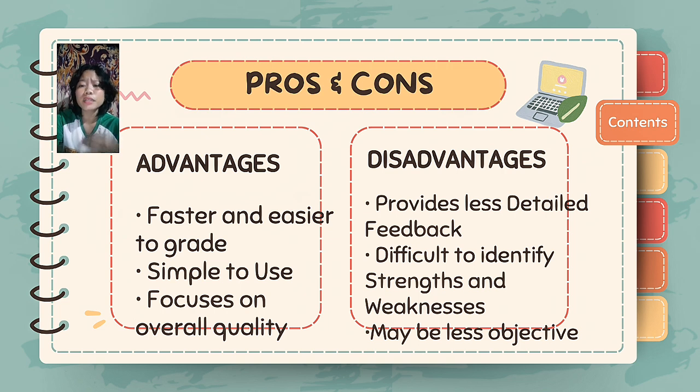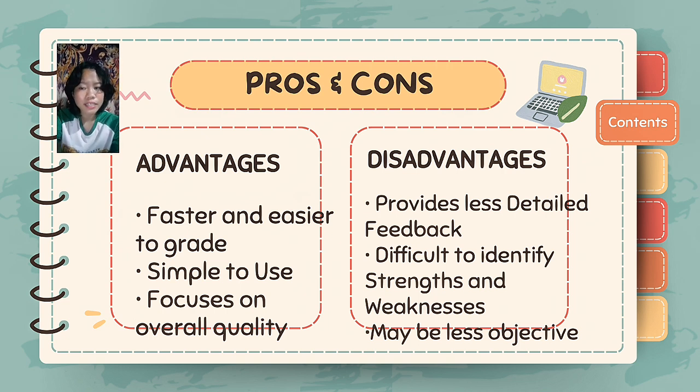Let's say, for example, it's excellent, good, fair, or poor, instead of grading content, grammar, and organization separately. So, in a holistic rubric, it is faster and easier to grade. Now, let's move on to the second advantage of holistic rubric. The second one is it is simple to use.